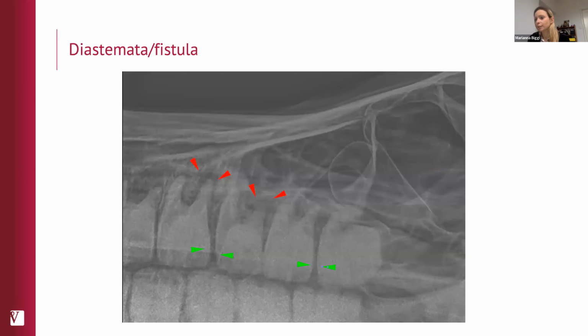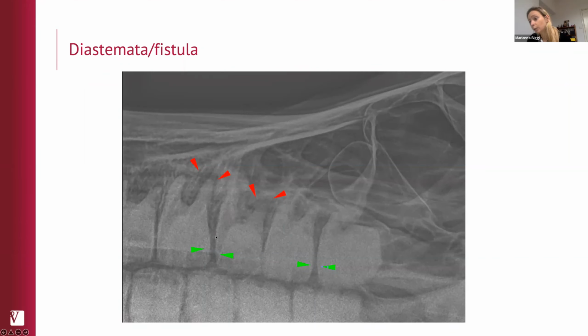Diastemata is one of those things that often comes up in the history. These may have been spotted on oral examination, therefore radiographs are taken for further investigation. And in my experience, you do often have changes at the roots in teeth that have diastemata.